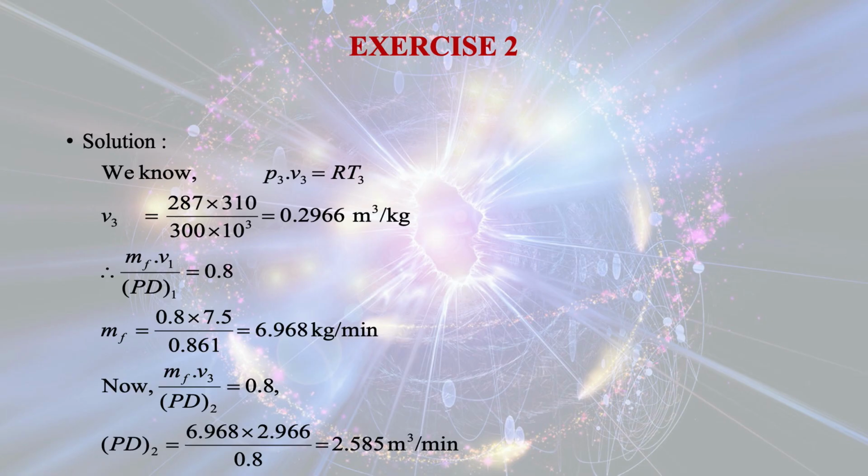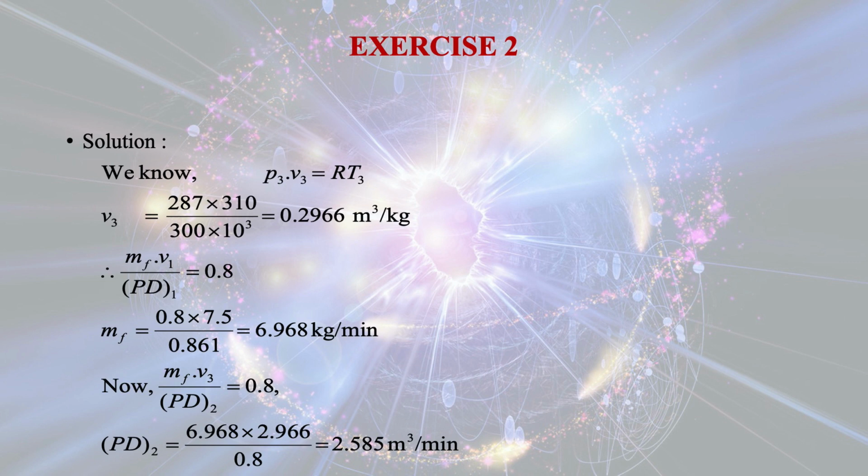Now let us see how we can proceed for the next part of the numerical. Now we know very well that P3 v3 is equal to RT3. In this case T3 is given, P3 is given, R is also given. So there is no problem for calculating v3. v3 in this case we will get 0.2966 meter cube per kg.